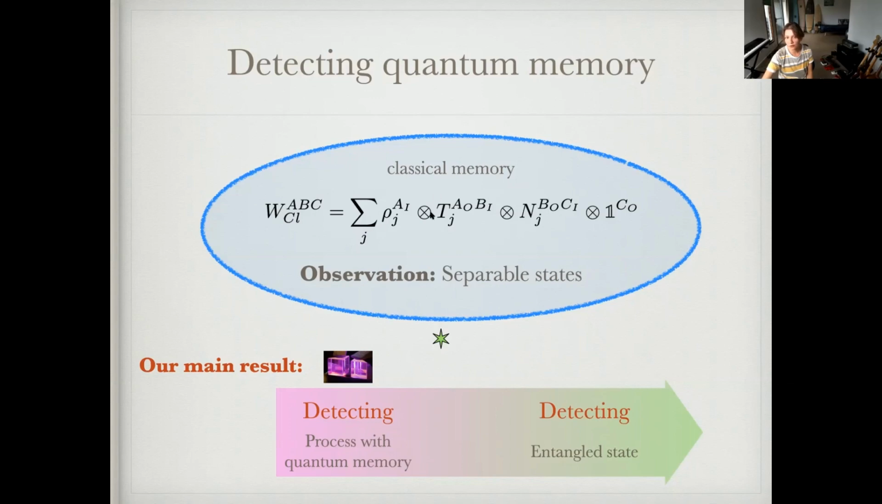Like this is the form. Okay. So J is the index of classical measurement. In this case, this is just one index, and you sum over all the indices. As a separate state.